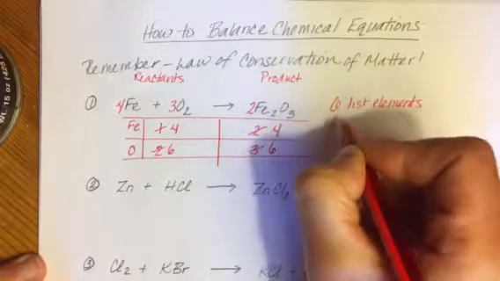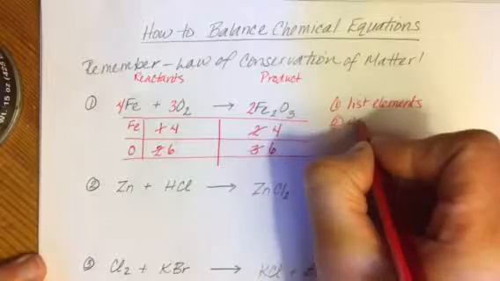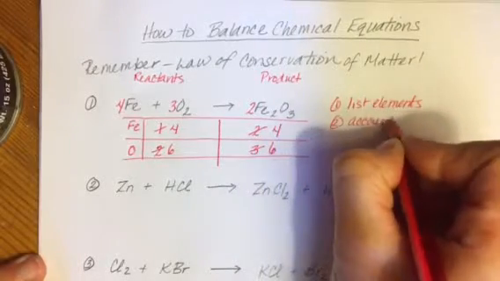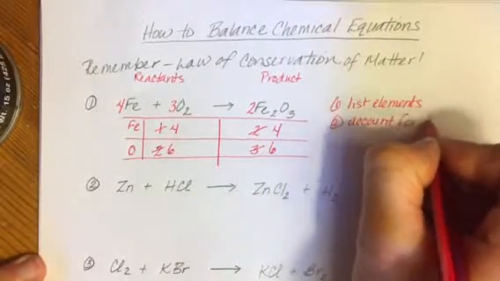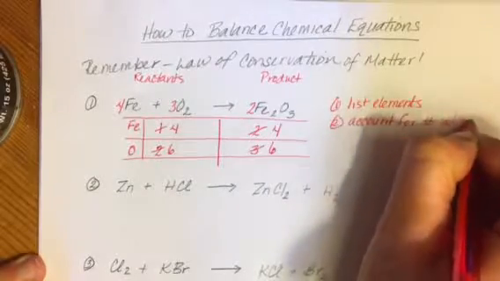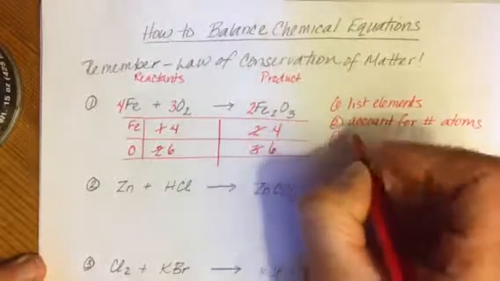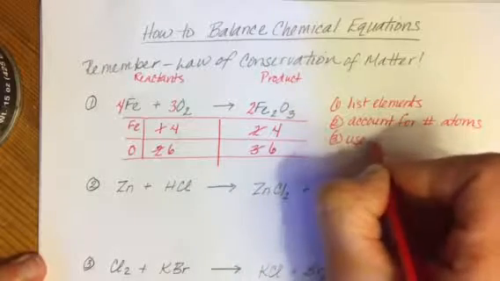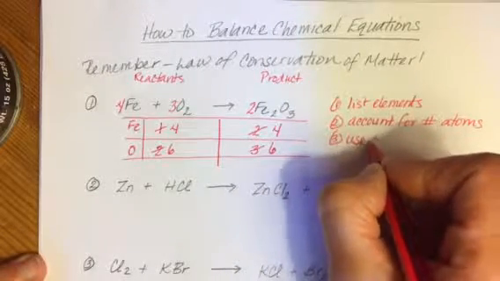So step 1, list your elements. Step 2, account for the number of atoms. And step 3, use coefficients to balance out the equation.